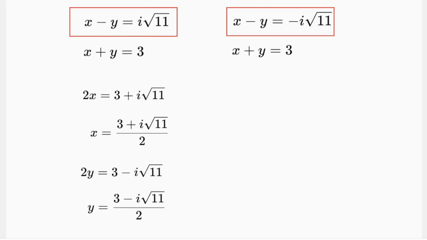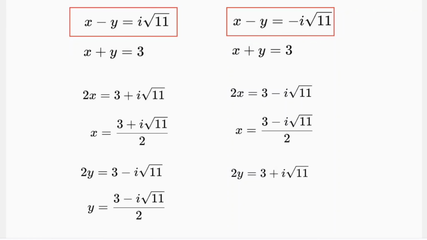In the second set of equations, if you add them, 2x becomes 3 minus iota square root 11, making x 3 minus iota square root 11 by 2. Similarly, subtract both of them. 2y is 3 plus iota square root 11, or y is 3 plus iota square root 11 by 2. And this is the second set of solutions for x and y.